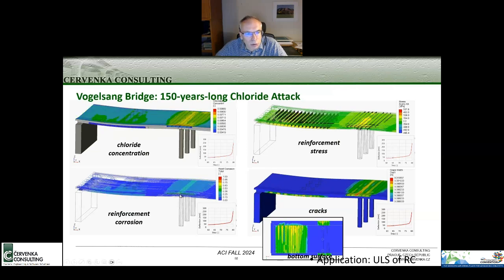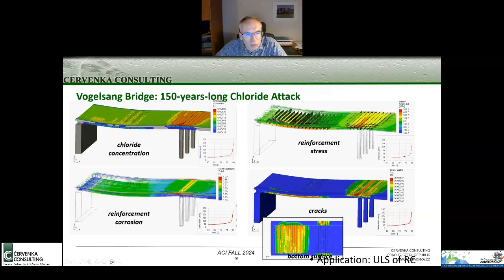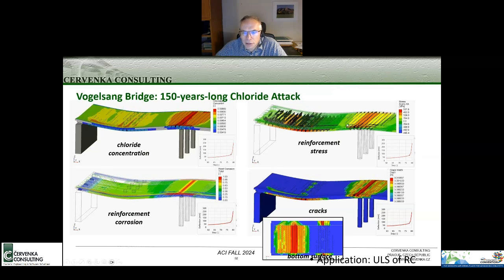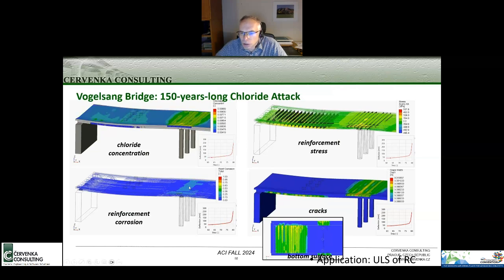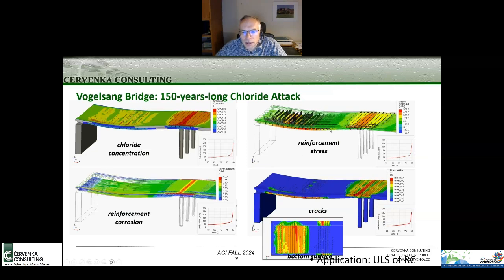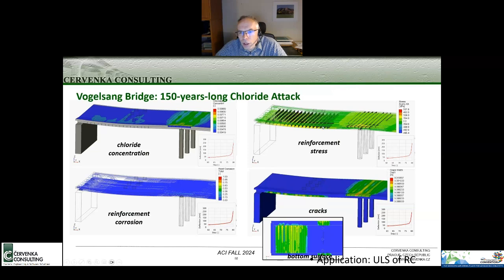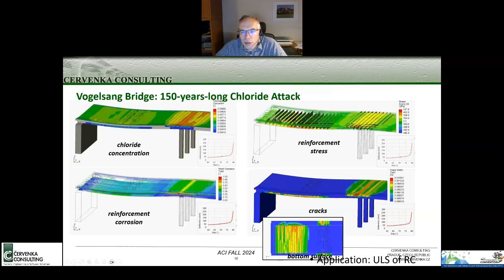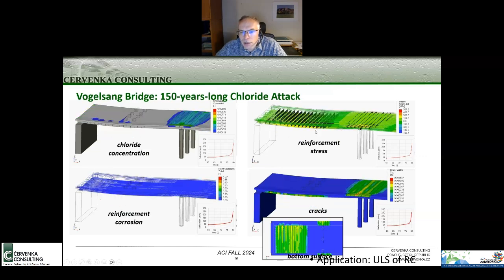So the model takes into account the fact that the chlorides will propagate faster if there are cracks. So this is one of the unique features of the software that allows to take this into account. So that's what you see at this bottom right figure. You see the location of the cracks shown inside the structure. Of course, those are micro cracks, so we should understand that some of them may not be visible.